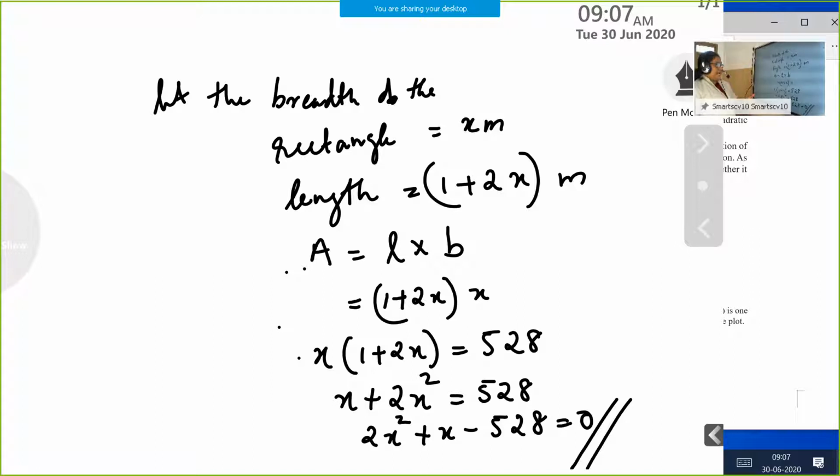Let we take the breadth be x and according to our question the given condition is the length is equal to 1 more than twice its breadth. And we know that the area is equal to L into B, that is x into 1 plus 2x is equal to 528 meters square. That means we form the quadratic equation 2x square plus x minus 528 is equal to 0. Clear? This is the required situation.